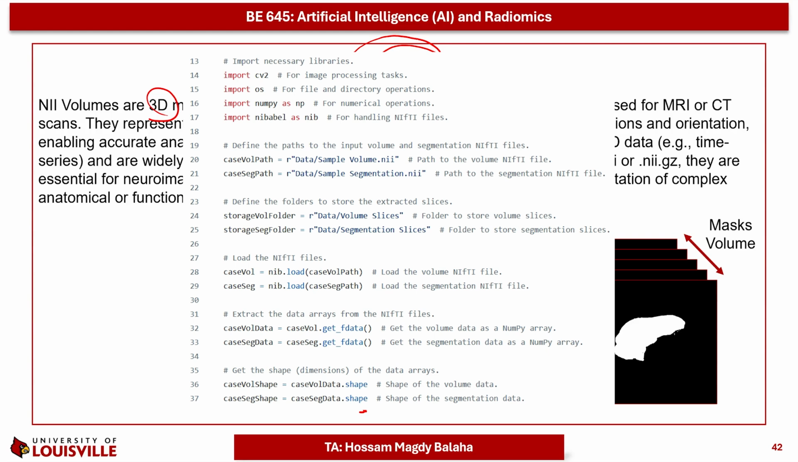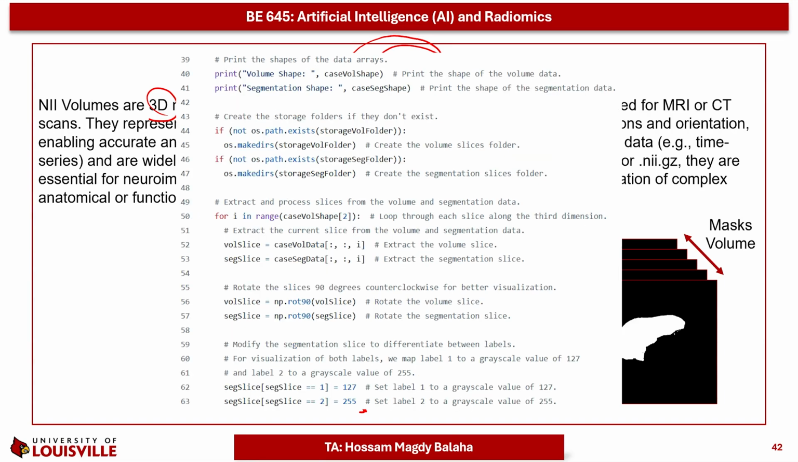We use the function called load here to load the volume and here to load the segmentation frames. To extract the data, as we mentioned, we have data and the metadata. To extract only the data, we can use the function get_fdata. And here we have the volume data, and here the corresponding segmentation data. Also, this is an optional step to ensure that the sizes are the same for the volume and the corresponding segmentation volumes. Then we tell the script to create the storage folders if they don't exist. So initially we don't have these folders, whether you create them manually or let the script create them on your behalf.